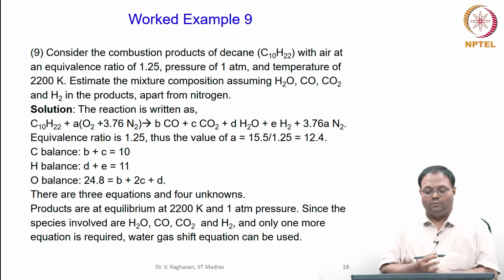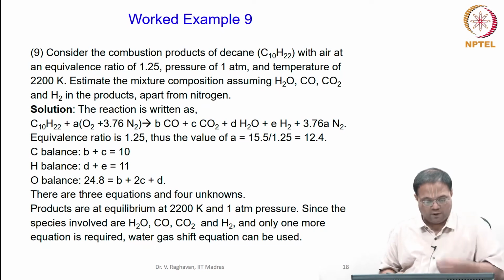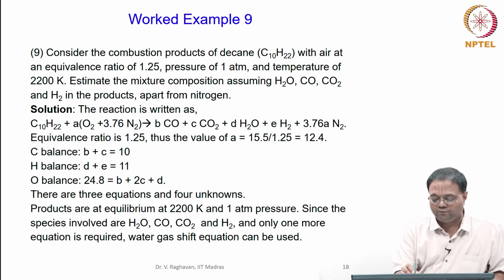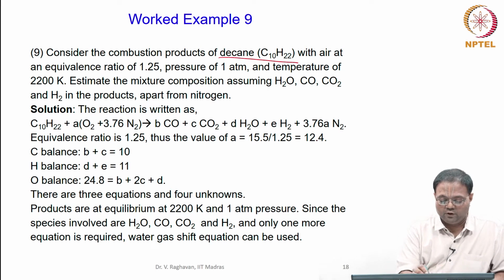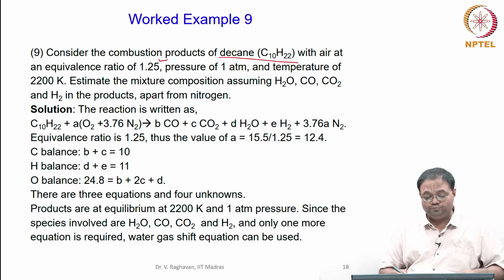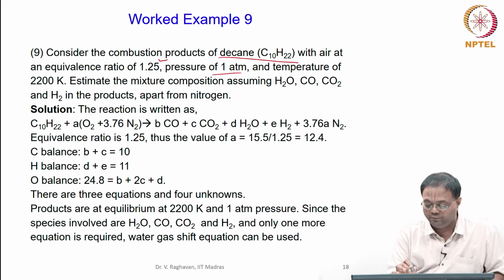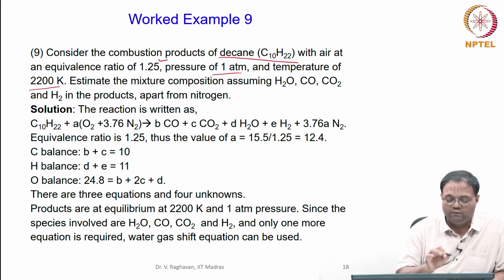Okay, the next problem is combustion. Consider the combustion products of decane with air. The equivalence ratio is 1.25, so rich combustion. Pressure is 1 atmosphere. Temperature is 2200 Kelvin.